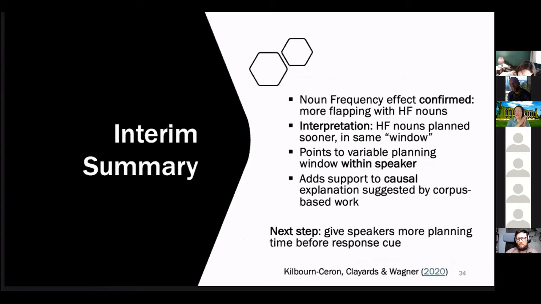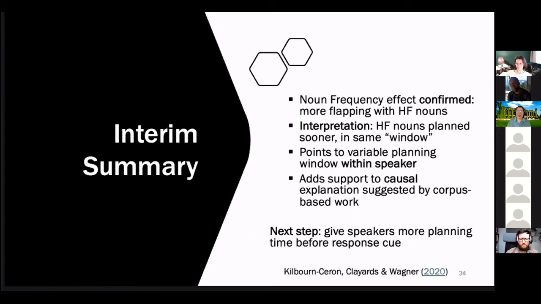So that's just the first condition, where people were forced to read the phrases out loud as soon as they appeared on the screen. We confirmed that there is a noun frequency effect and that there's more flapping with high frequency nouns, which we interpret as high frequency nouns being planned sooner. Therefore, they're more likely to be in the same window, right? You're more likely to have 2 words in your planning window when it's easy to retrieve them from memory, for example.